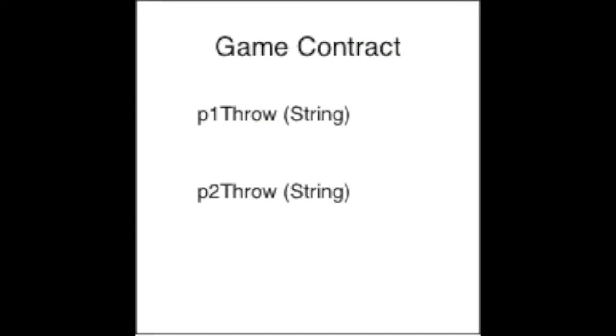To facilitate this rock, paper, scissors game, we have 2 smart contracts. The first is the game contract, which contains information about each player's throw that they decide at the beginning of the game. P1 throw is the throw that the first player, player 1, will be recording onto the blockchain, and P2 throw is likewise the throw that player 2 will record onto the blockchain. The game smart contract is deployed in-game to demonstrate our deploy contract function.